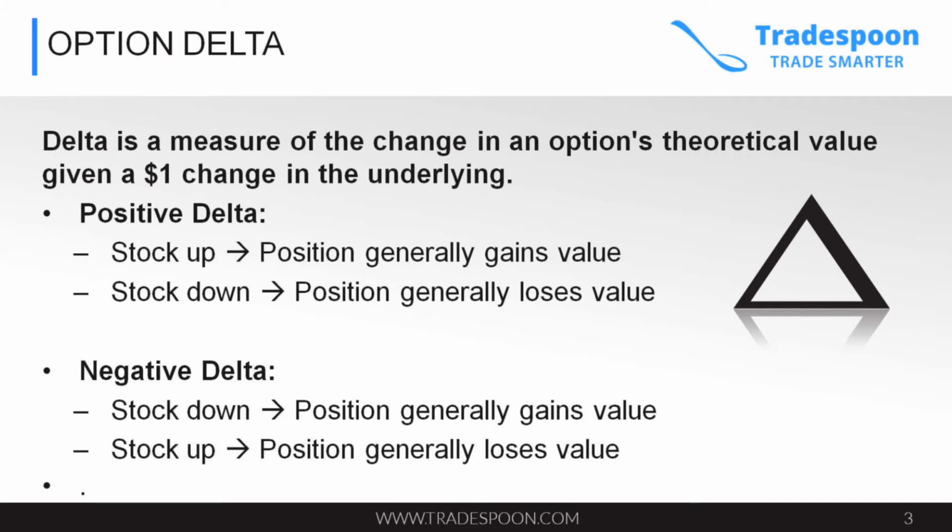When stock goes down, the position generally loses value. If your option has a negative delta, when stock goes down, the position generally gains value. And when stock goes up, the position generally loses value. So you just need to remember one thing: positive delta means that you're bullish. You have a bullish position.